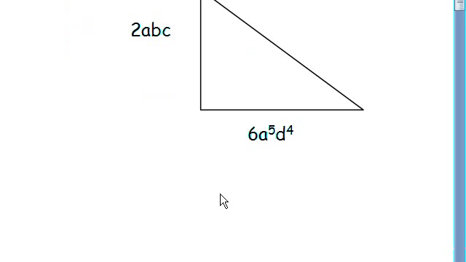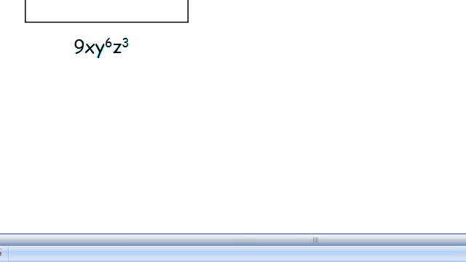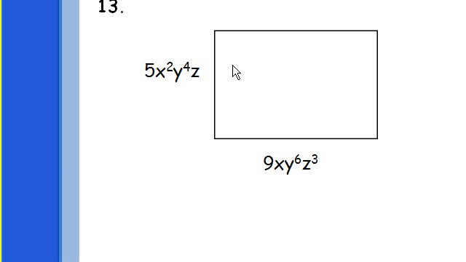Okay, good. These are good ones. Directions. Find the area of the following figures using your exponent rules. All right, we want to know what the area is.